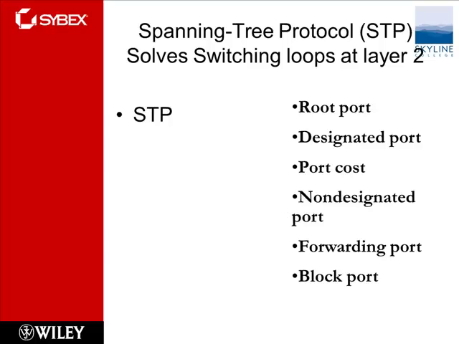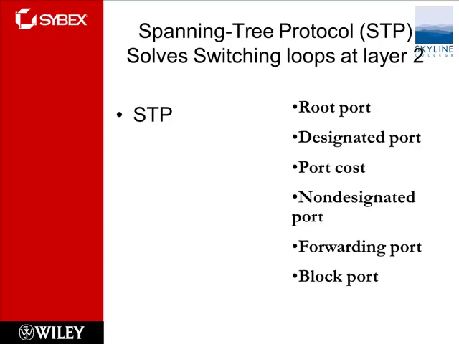Port cost is based on the speed, and they have different speed calculations depending on which IOS you have, because when we got into gigabit, they had to change a lot of the cost because they had used the lower cost of one, for instance, for 100 megabits. So what we do is look at what the cost is around the network to determine the best path to get there. A non-designated port is one that is actually not going to be used.